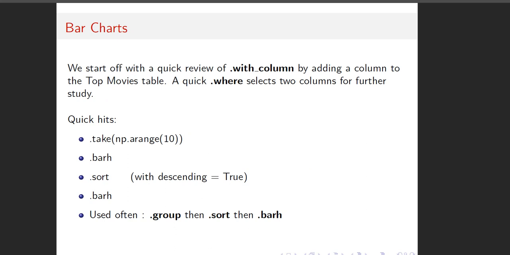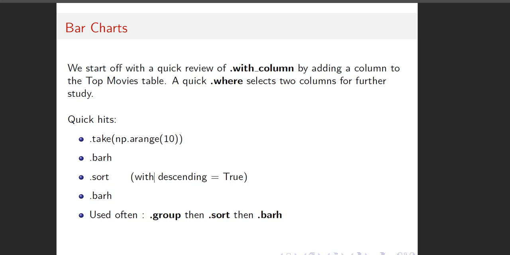We're going to start off with a quick review of .with_column, and we're going to add a column to the top movies table. We're going to use .where like we often do to specify two columns that we want to look at. And we're going to remind ourselves how to use .take. Remember, .take selects certain rows, but the input into .take sometimes needs to be an array. This is going to get the first 10 rows in the table, and then I can make a barh of the top 10.